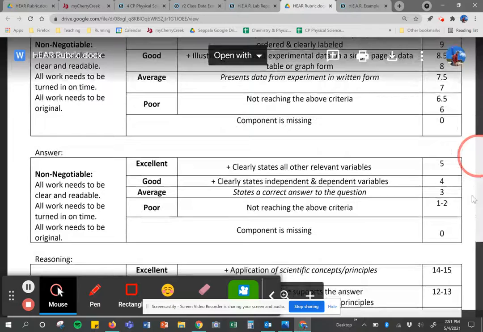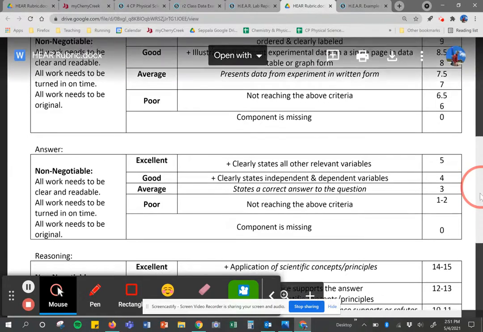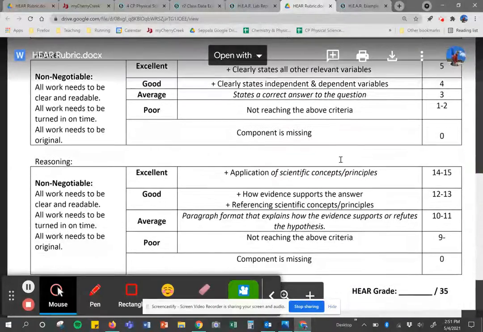You've got the answer, which is kind of like a claim. All the answer does, as we saw in the PowerPoint, is answer the question that we were asked, in this case, which makes a bigger impact, size or speed of a meteorite. And then last but not least is going to be the reasoning. This reasoning is going to be 2 paragraphs. Now, let me show you an example of this stuff.